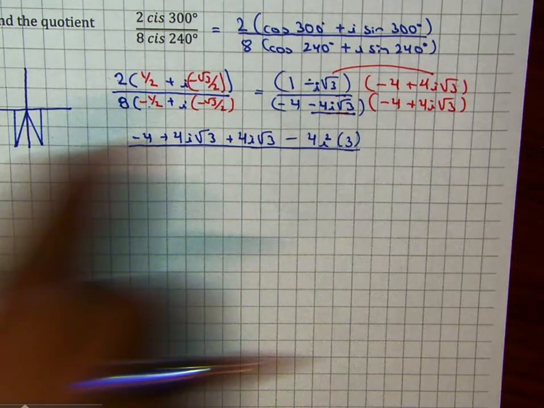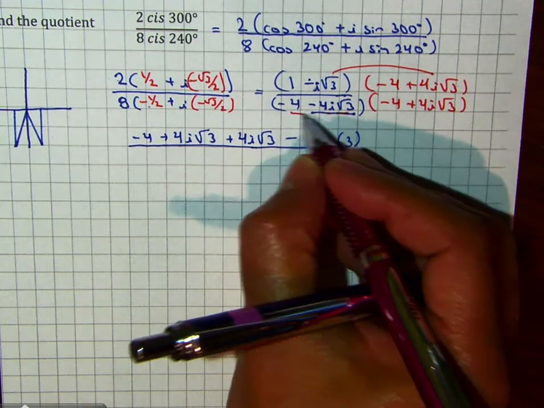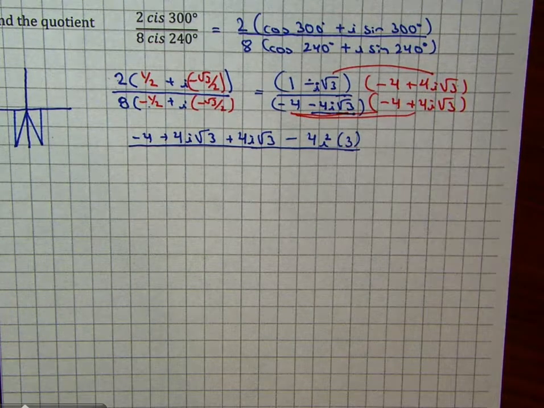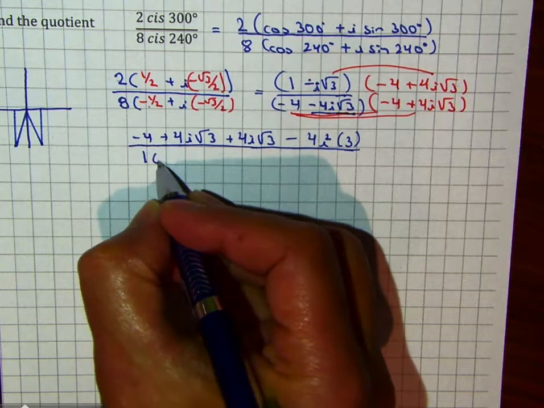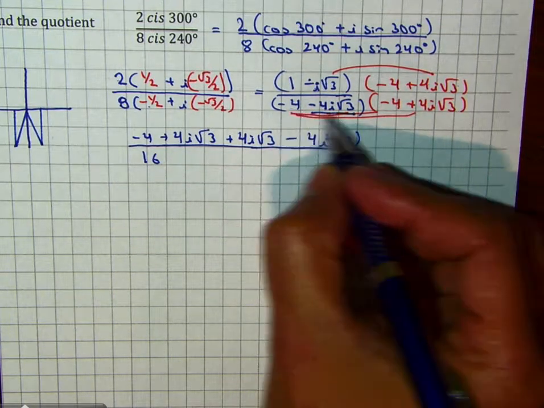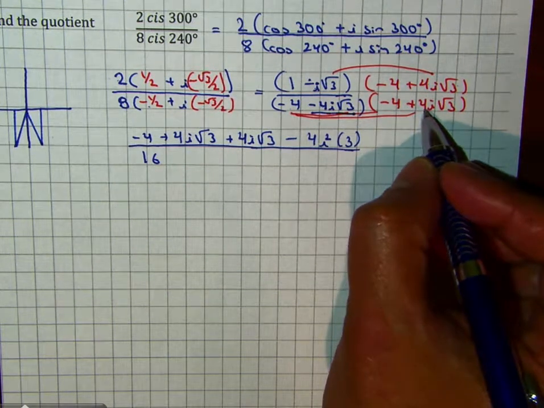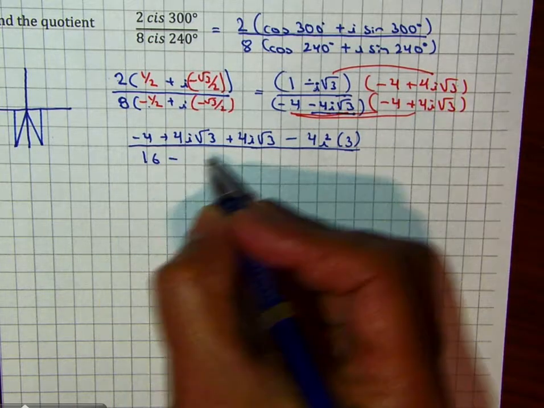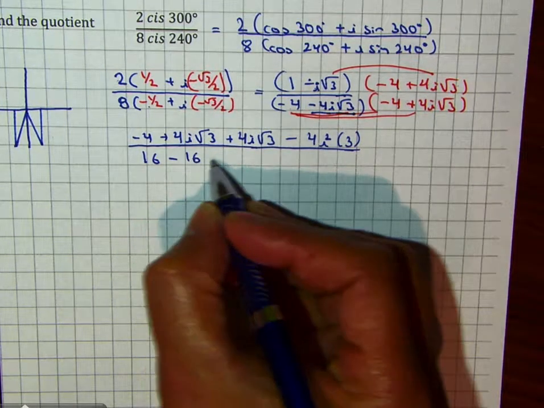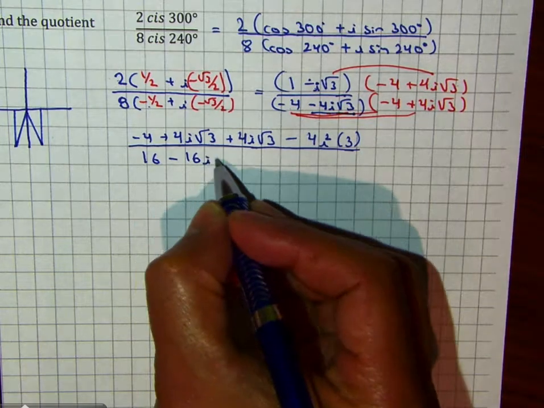Now I'm going to multiply my denominator, negative 4, to them both. So negative 4 times negative 4 is positive 16. Negative 4 times a positive will be a negative. 4 times 4 is 16. I have an i, and I have a square root of 3.